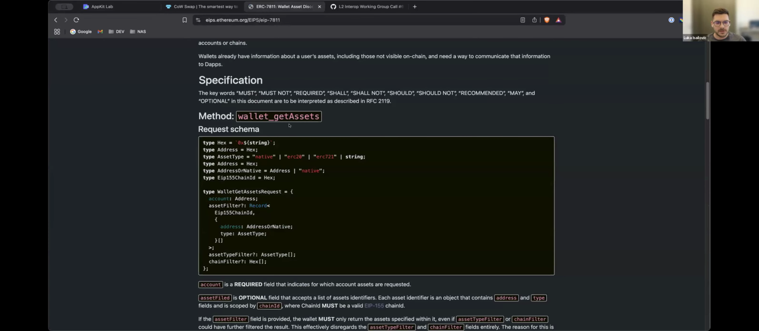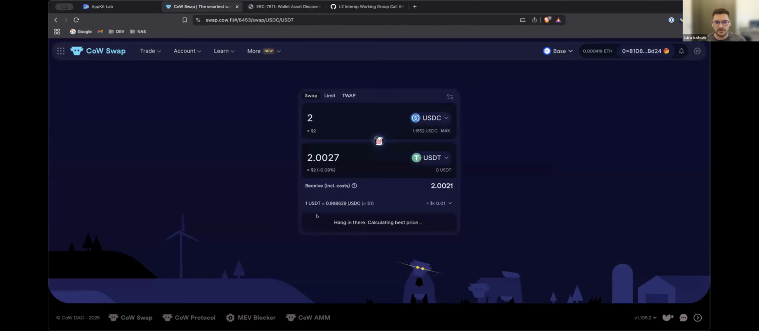And 7811 gives the wallet the ability to declare, okay, I know I have these assets, so if you send a request that spends this asset, it's going to be completed. So the dApp can still preserve the nice UX, so we don't have this thingy here.